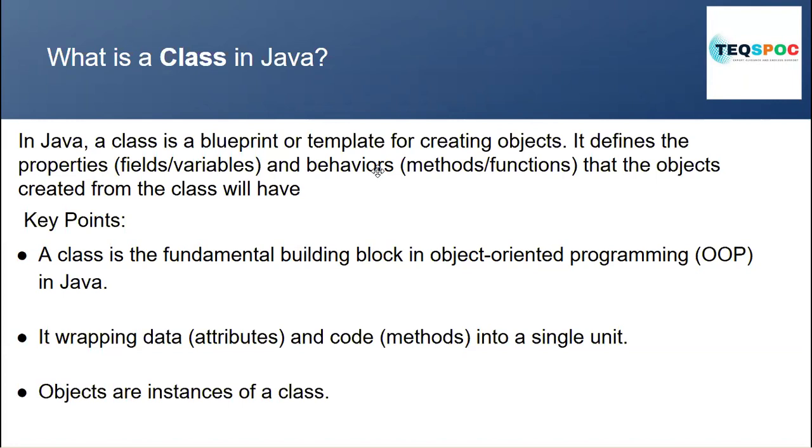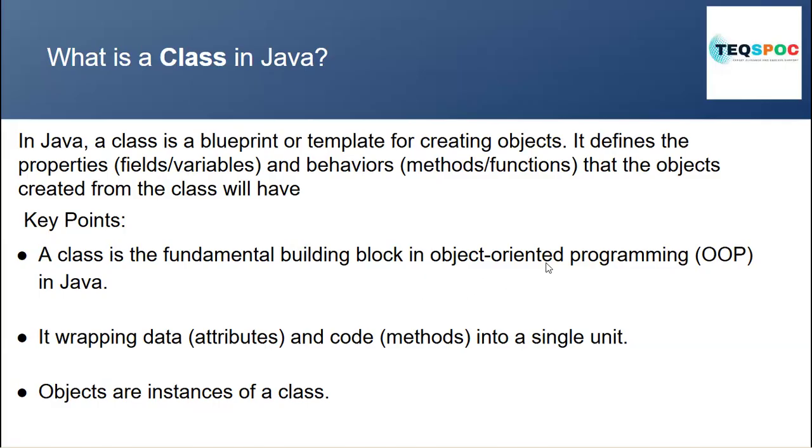So what is a class? Basically, in Java, a class is a blueprint or a template for creating an object. It defines the properties like fields and variables, and behavior. Behavior means the methods or functions that the object has from the class. The key point is that a class is a fundamental building block in object oriented programming language.